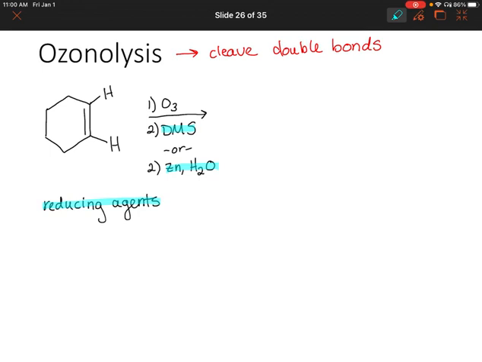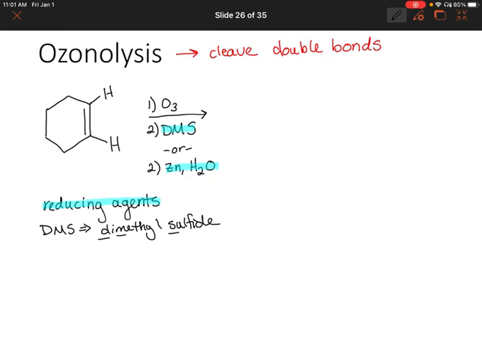Okay. Now remember, oxidation versus reduction. So in oxidation, we're typically adding an oxygen, for instance, but with reduction, we're removing an oxygen. Now you could also talk about oxidation and reduction in terms of electrons, but here we're specifically referring to oxygen. And then I'll also add here that DMS stands for dimethyl sulfide. So DMS.